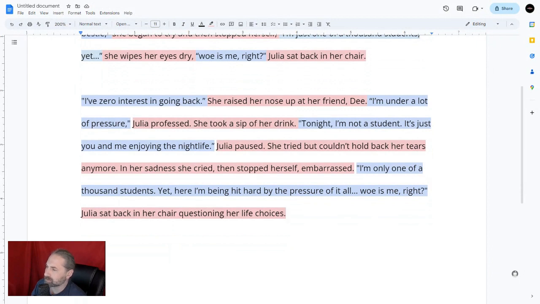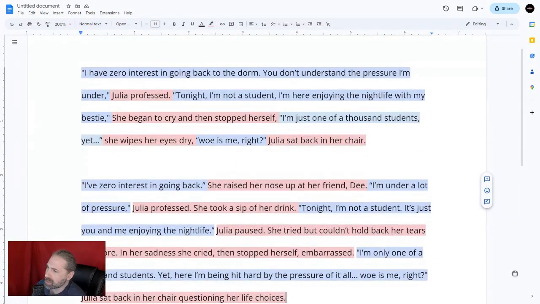I have zero interest in going back. I'm under a lot of pressure. Tonight, I'm not a student. It's just you and me enjoying the nightlife. I'm only one of 1,000 students, yet here I'm being hit hard by the pressure of woe is me, right? Whereas in the top, I have zero interest in going back to the dorm. You don't understand the pressure I'm under.